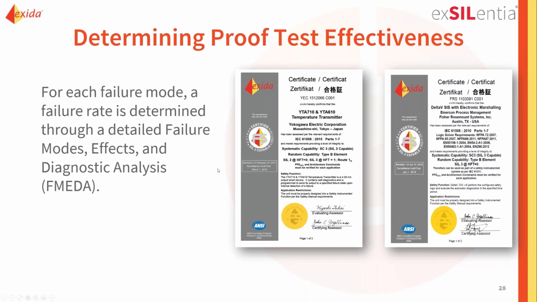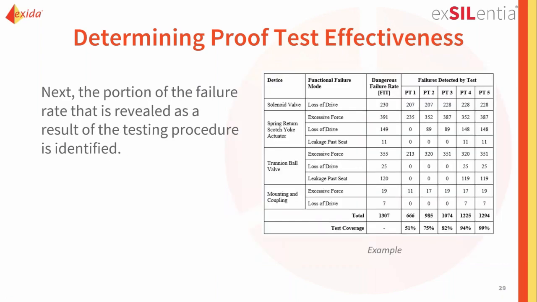That's part of our certification process, but as I said, typically the manufacturer is documenting that in their safety manuals. And here I have an example of different proof test effectiveness for a final element assembly consisting of a solenoid valve, a spring return Scotch yoke actuator, a trunnion ball valve, and some mounting and coupling. And we can see the 5 different tests that we defined. So proof test 1 is not really a proof test, but it's the first test.